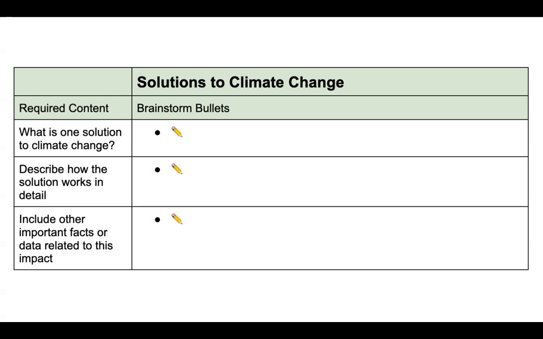Once you're in your organizer, you're going to scroll down until you find the green section labeled Solutions to Climate Change. Now, you may have already started this section when we did our research round robin. That's okay. Today we're going to add on to this green section by adding important facts and data related to the solution.